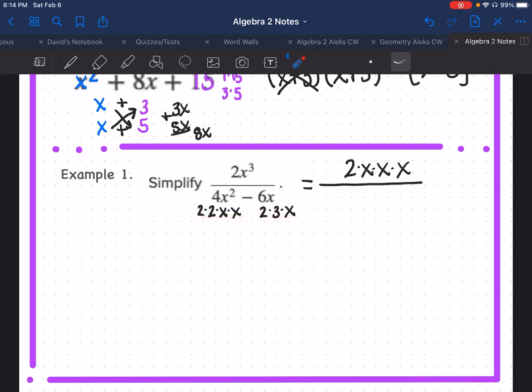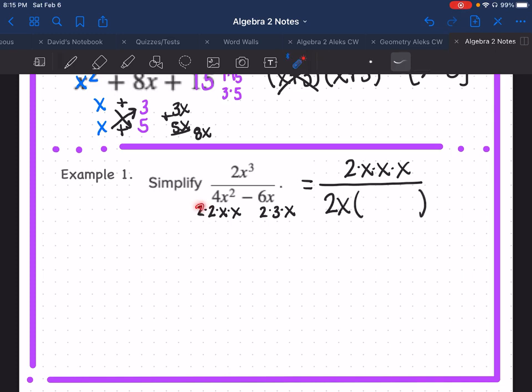What do these two terms have in common? What's the same? Well, I can see very easily that they both have a 2. I can also see very easily that they both have an x. This is my GCF, and I'm going to start my factoring with that GCF, and then inside the parentheses, I'm going to put what's left. I can see with my 4x squared, I have a 2 and an x, and I can see with my 6x that I have a 3. So let's go ahead and write that down.